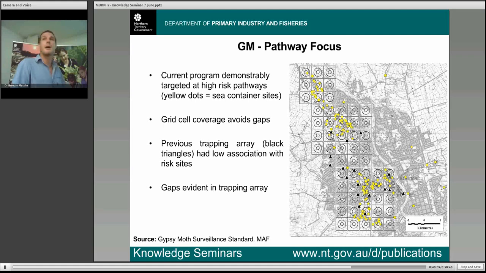So the grid cell coverage is crucial here, and it's similar to what you'd use for fruit fly. But I'd like to see what the fruit fly program looks like in terms of coverage of its risk sites and whether there's gaps and things like that. So we had a lot of problems with the previous type, phase 2 surveillance, and we could demonstrably show that we'd actually improved our coverage and knowledge of what we're actually trying to achieve here.